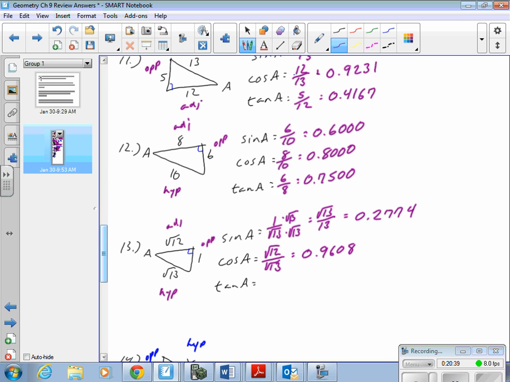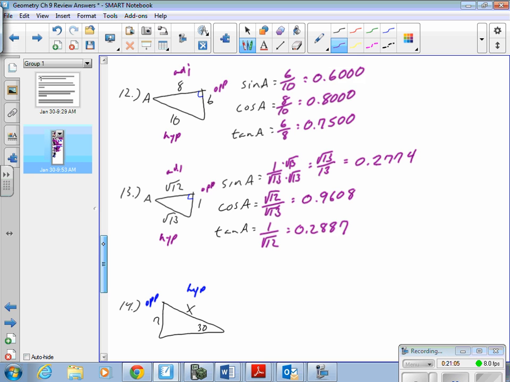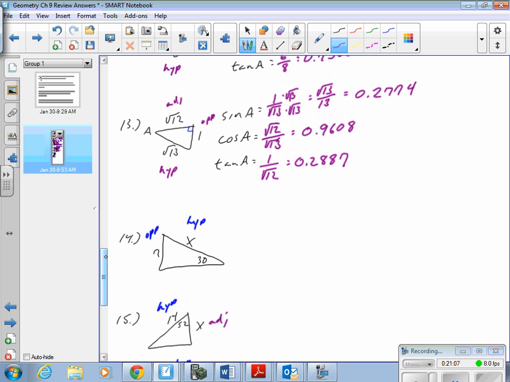And lastly, the tangent of A is going to be the opposite over the adjacent. So 1 over the square root of 12. And so 1 divided by the square root of 12 will be 0.2887. So there's our sine, cosine, and tangent.